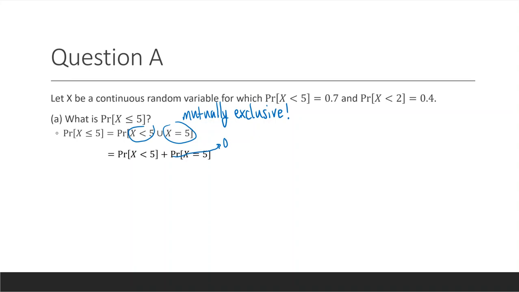But the second guy is 0 because we're dealing with a continuous random variable. And so the probability that x is less than or equal to 5 is the same as the probability that x is less than 5, which is 0.7.